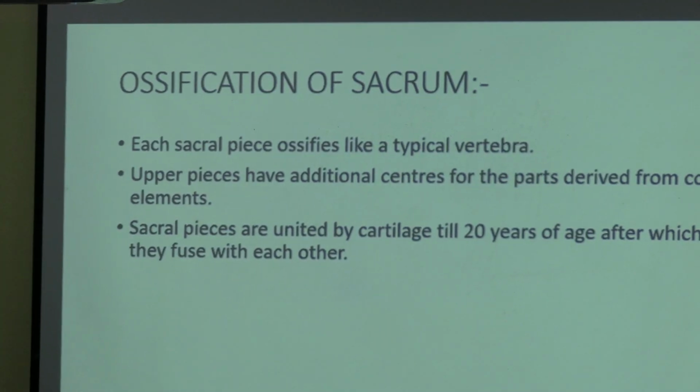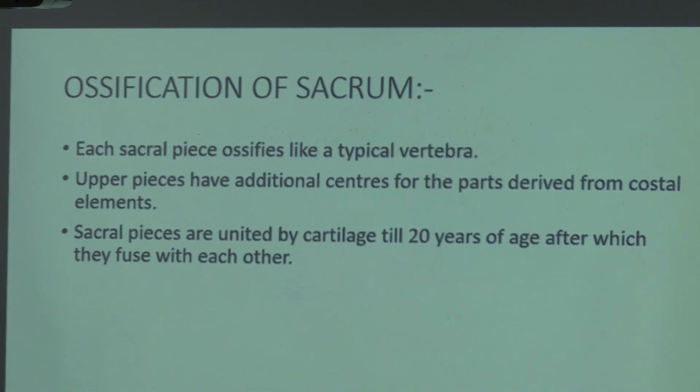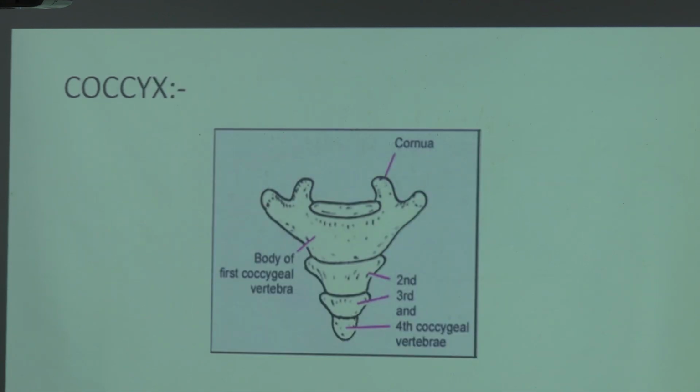Ossification of the sacrum is not that important. You will just know that the sacral pieces are united by cartilage till 20 years, and after 20 years they unite with one another. The sacral pieces, or the sacral vertebral segments.